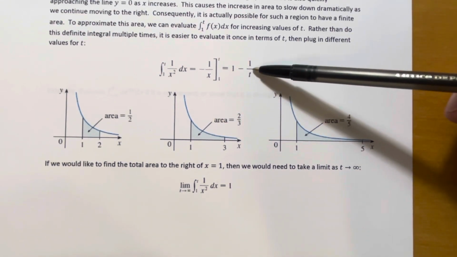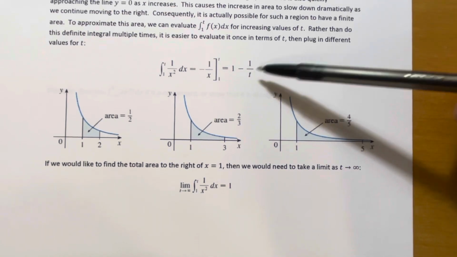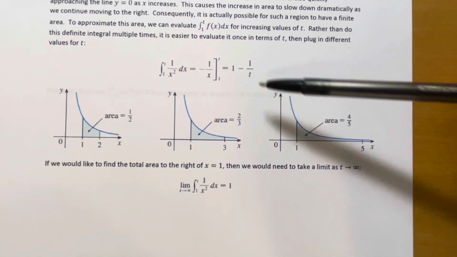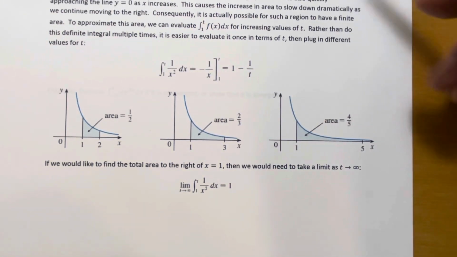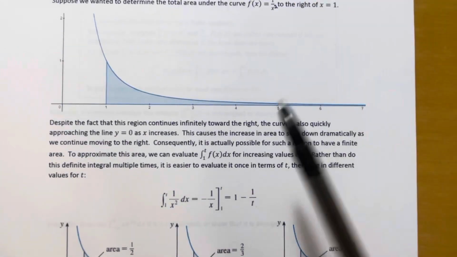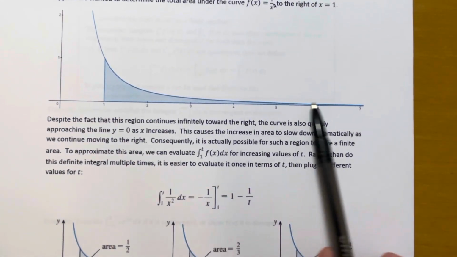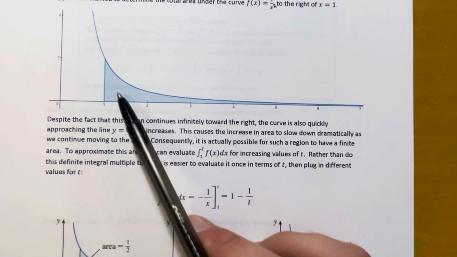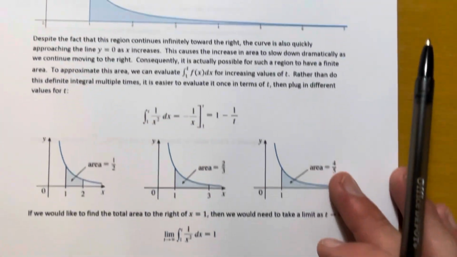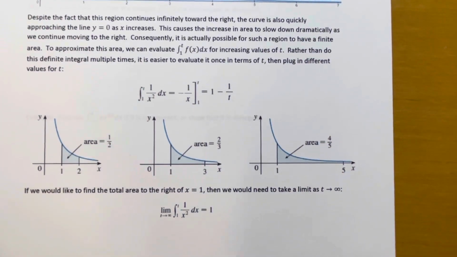And I can see that 1 over t goes to 0 as t goes to infinity, which means this goes to just 1. So that tells me that this area, again, even though this area extends infinitely towards the right, the actual amount of area in the blue region is numerically equal to 1.